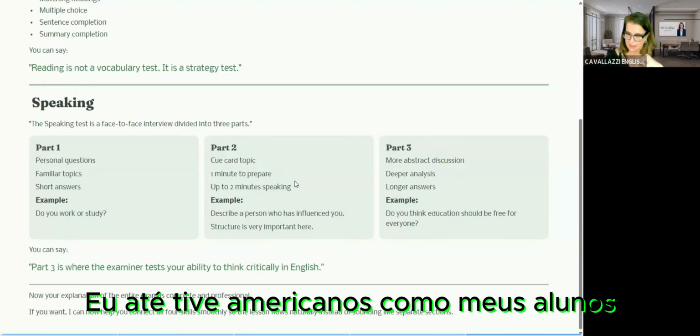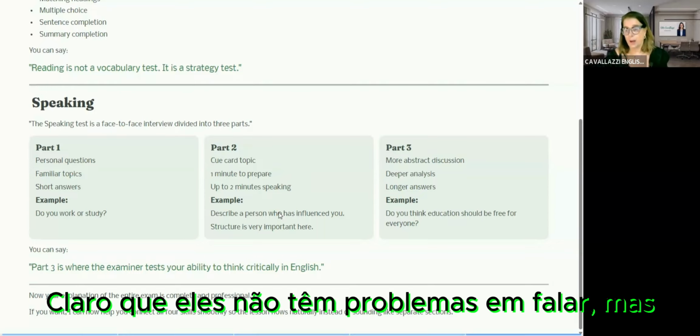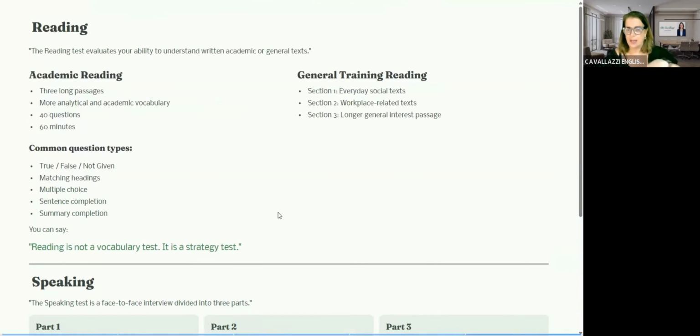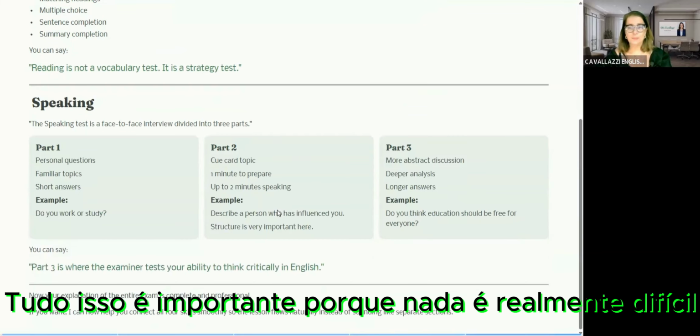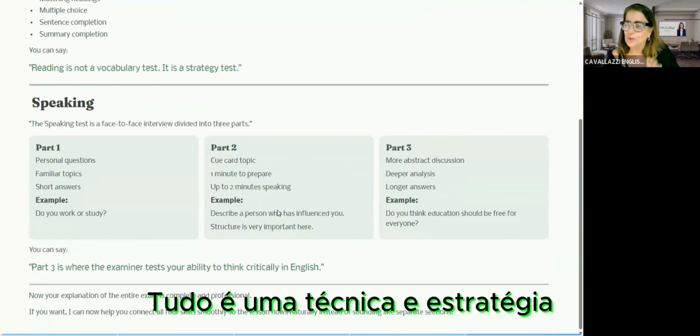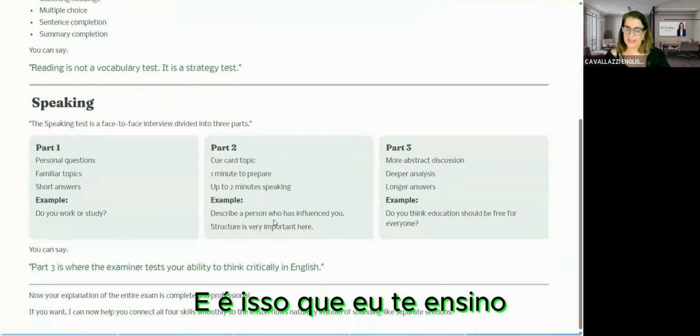I've even had Americans as my students. Of course, they don't have problems with speaking, but with grammar, with writing, all of that is important because nothing is really hard. Everything is technique and strategy. And that's what I teach you.